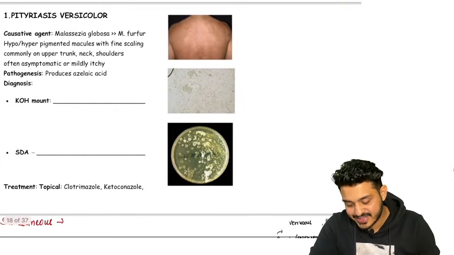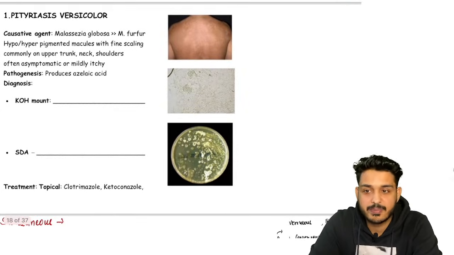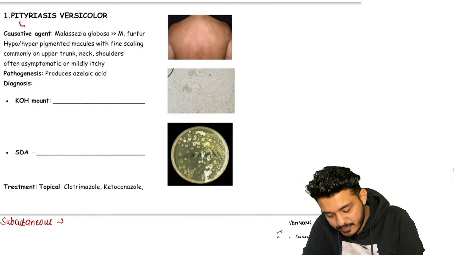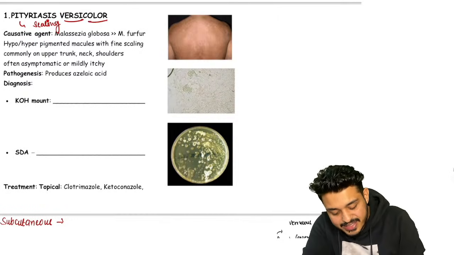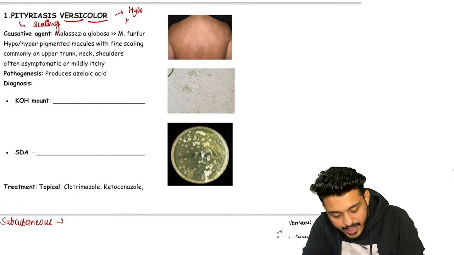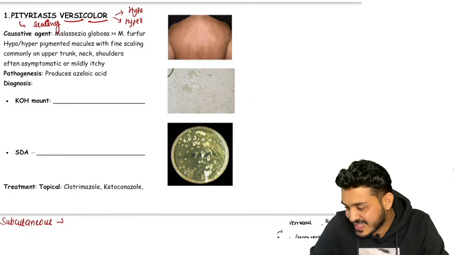Okay. The next thing we are having is pityriasis versicolor. What is the meaning of pityriasis? Pityriasis means scaling, beta, scaling. Versicolor means different color. So different colors are going to be what? Hypo and hyper pigmented scaling is going to be there.